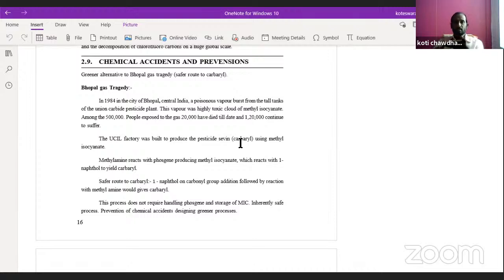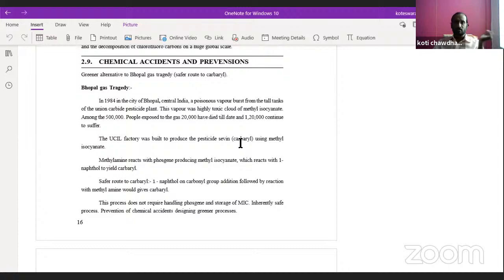Whenever there is a leak at the combining chamber of these high pressure containers, the isocyanate is leaked to the environment. It forms a cloud, and as per the calculations, 5 lakh people were exposed to the accident, but 20,000 people died due to the severe damage, and till now 1,20,000 people are continuing to suffer from that.